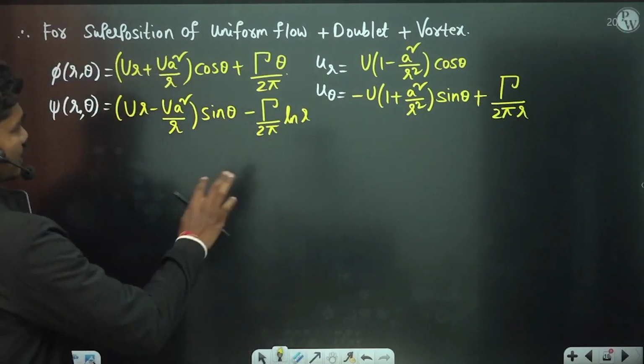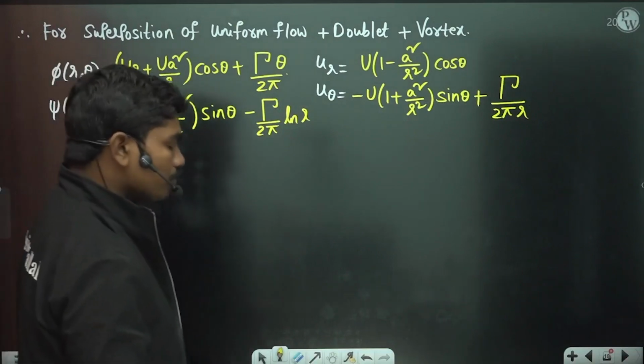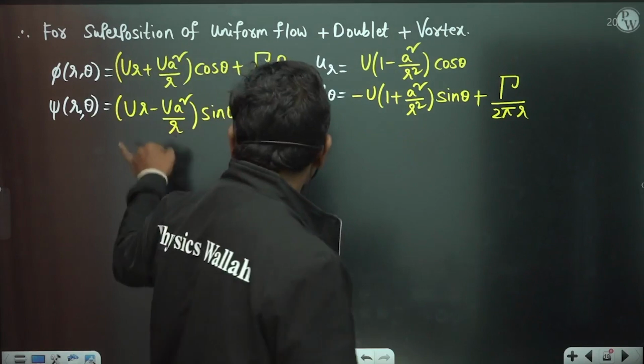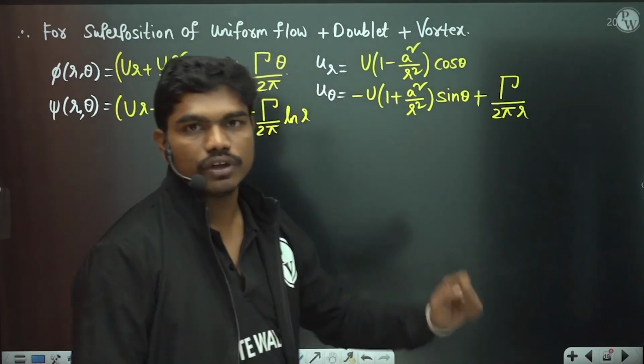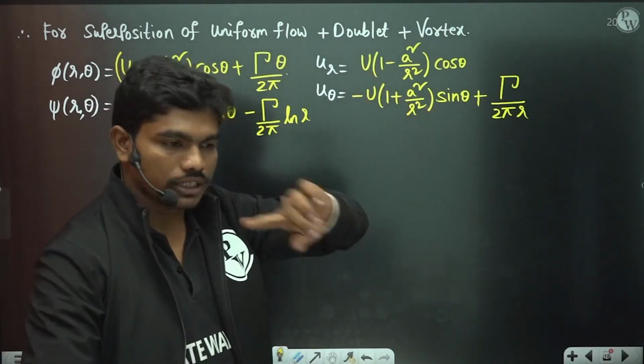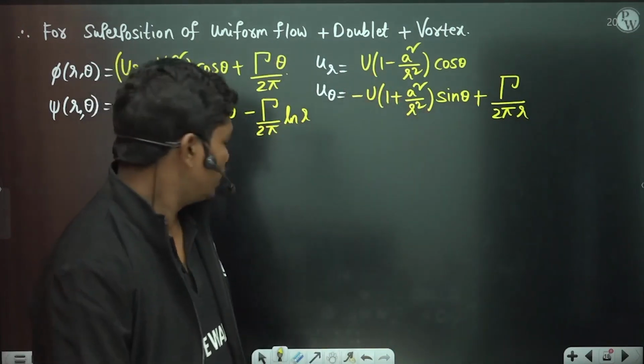Okay, so these are the expressions. Now I will make you understand what's happening around the cylinder. Because I cannot plot these streamlines, as you have just seen they are a bit complicated, but I'll show you what happens on the surface of the cylinder to the fluid.